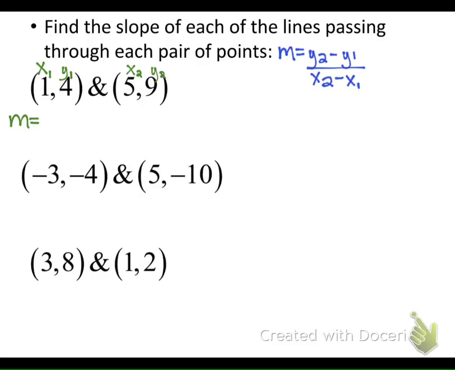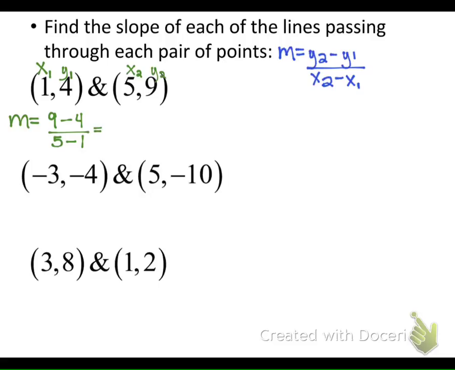So if we have Y2, what's the number I substitute for Y2? 9. Here's where some of you guys are getting confused. You have to include the operation sign that's in your formula. So what's the operation sign in my formula? A minus. Then you look at your Y1. What's the number I substitute for Y1? 4. Okay. Now I go down to my bottom. What do I substitute for my X2? What's my operation sign? And then X1. 1.